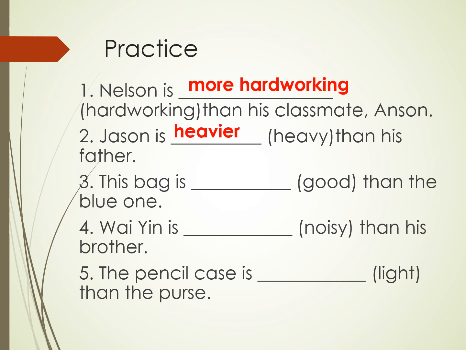Number 2. Jensen is heavier than his father. Okay, this is very easy. Okay, you eliminate the Y and you put in I-E-R. Number 3, this bag is what than? Okay, we cannot have gooder than the blue one. So the answer would be this bag is better than the blue one. Number 4, Wayne is noisy than his brother. So you eliminate the Y, it will be Wayne is noisier than his brother.